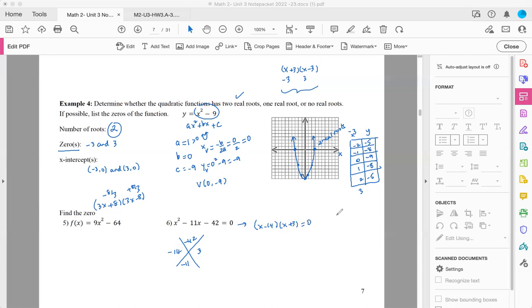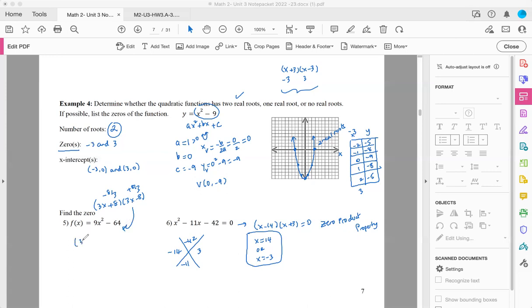And again, by the zero product property, we don't have to write it down. But if they ask you, how did you know? The zero product property says that if you multiply two factors and the result is 0, that means one of them must be 0. Then x equals 14 or x equals negative 3. These are your solutions or your zeros or your x-intercepts. Any one of these three terms are interchangeable.